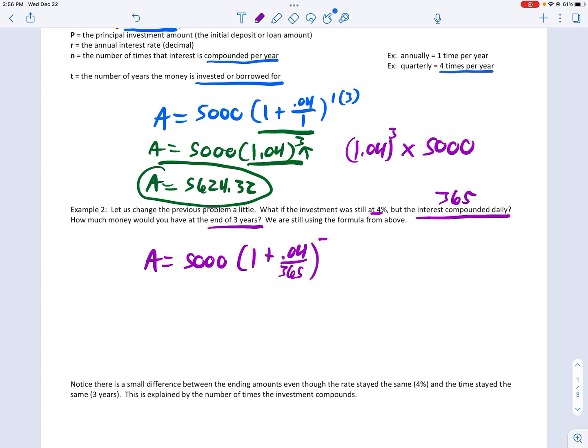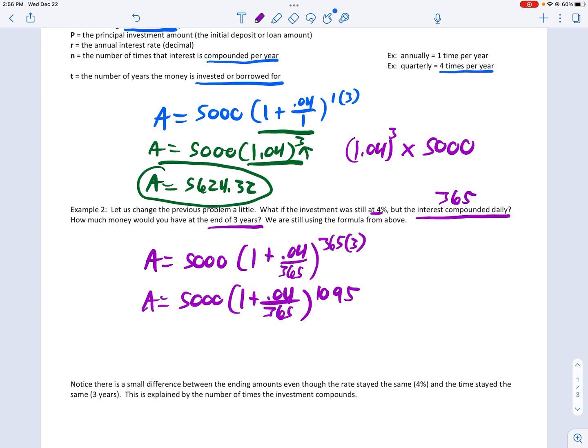And then 365 times 3 years. Whoops, sorry, not 355, 365. Okay, so simplifying this a little, we have 1 plus 0.04 over 365. 365 times 3 is 1,095.